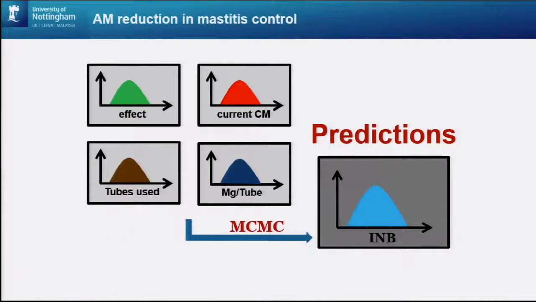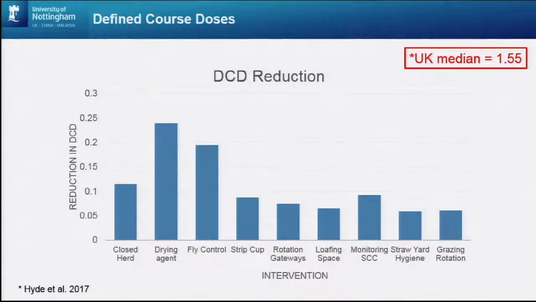So I've used exactly the same modelling technique as I've explained previously, but I've added some other distributions in terms of how many tubes a farmer might use to treat a case of mastitis, and also obviously different tubes contain different amounts of active ingredients, so I've had to try and incorporate that into the modelling as well. And then we can look at what level of reduction we might see.